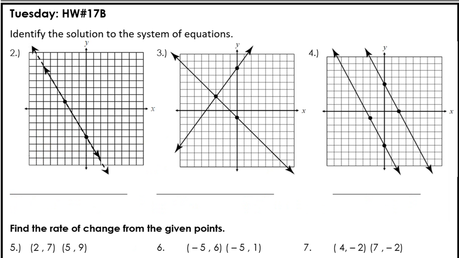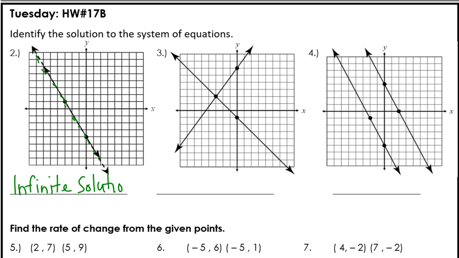When you identify the solution to a system of equations, you're looking for their point of intersection. If they intersect at all of their points, like this one here, then you have infinite solution points. Infinite solutions.